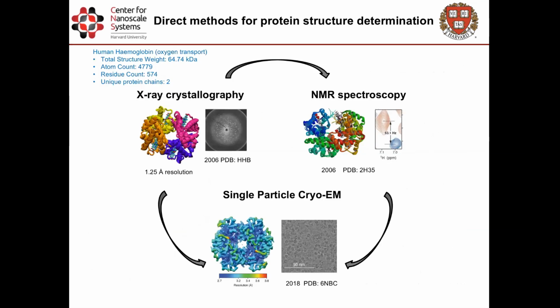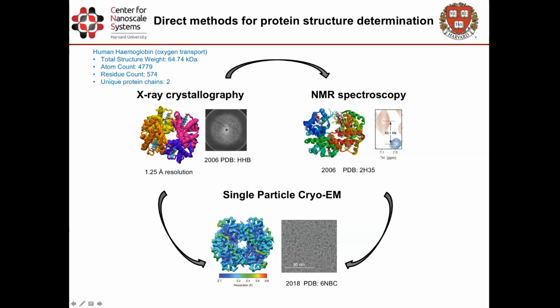Now, very shortly about the methods for protein structure determination. There are three methods to define protein structure directly, X-ray crystallography being the oldest of them. And I have here illustrated all three methods with hemoglobin. This is a 64 kilodalton protein. You can see the atom counts and so on and so forth. You can get all this information if you go to the PDB website and just type the code indicated under the images.